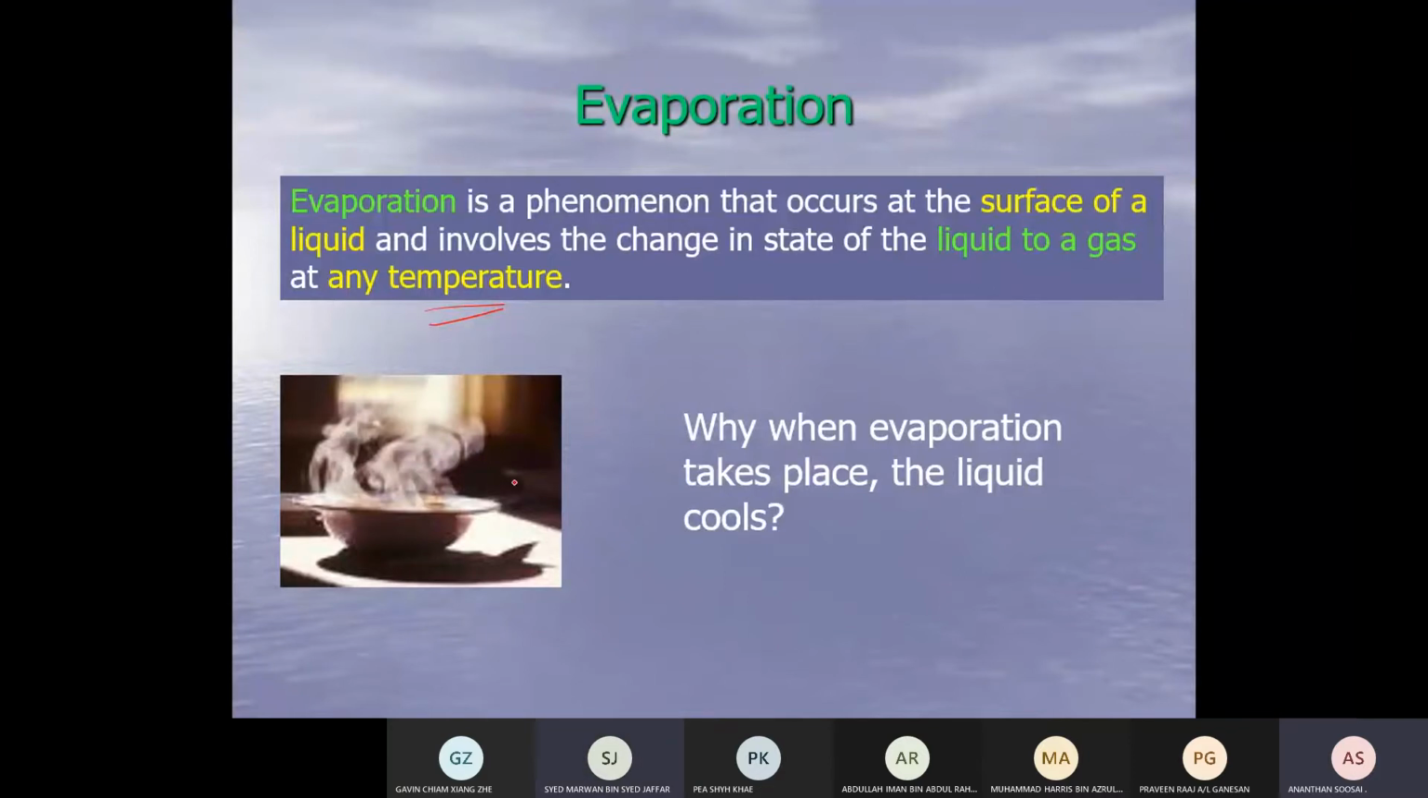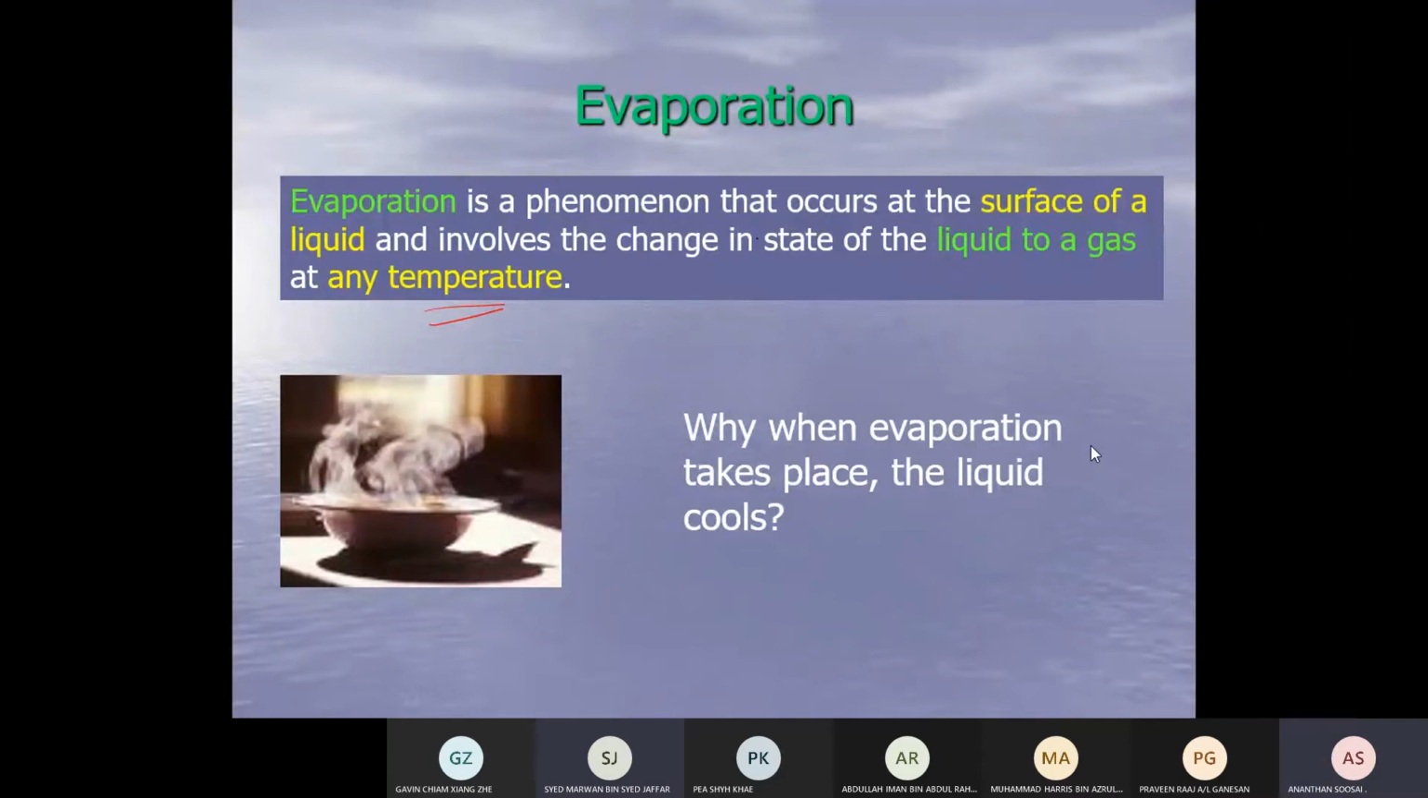Now, the differences between evaporation and boiling. Evaporation occurs at any temperature, but boiling only occurs at the boiling point. Evaporation occurs only at the surface, while boiling happens in the entire liquid. Evaporation is affected by the wind blow, while boiling is not really affected by the wind blow. Evaporation and boiling are both affected by atmospheric pressure.